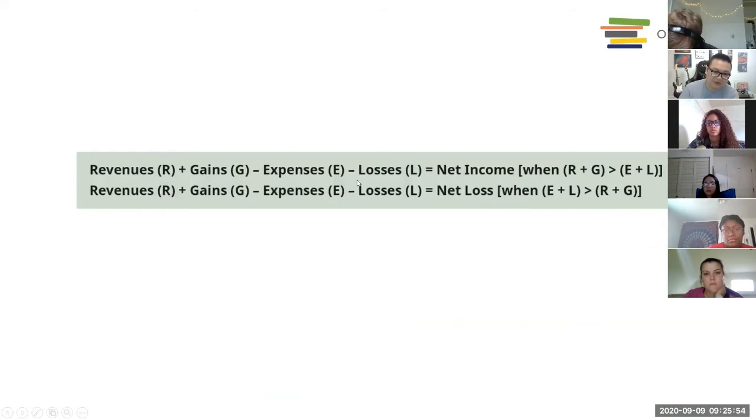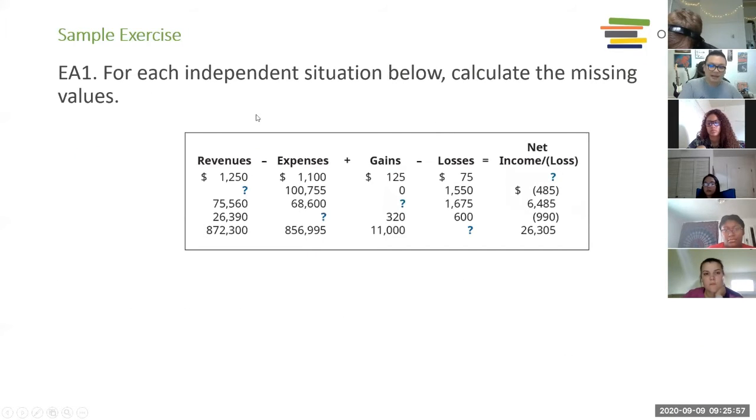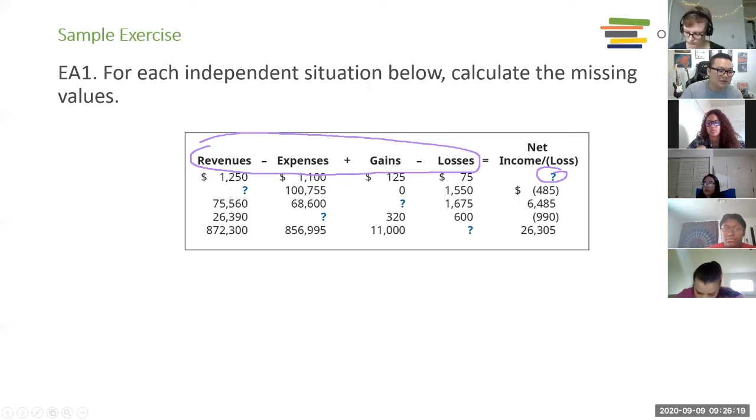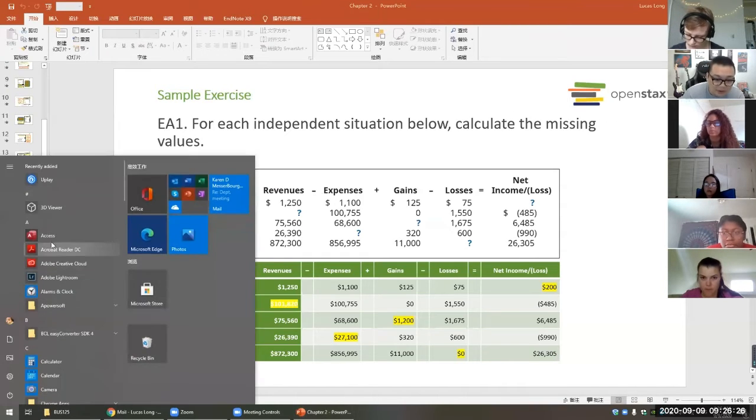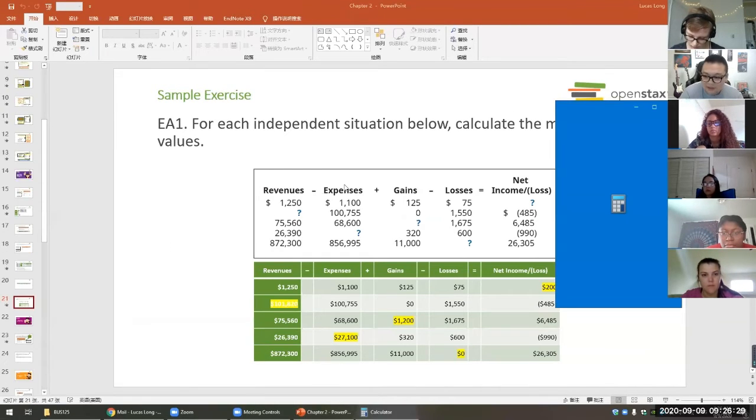Okay, quick question right here for the equation. So for each of the independent situations here, calculate the missing value. How are you going to calculate this missing value? So he already gave you at the very beginning, the top, the equation here, asking you to find out this. So it should be very easy. You just need to fill out the points. Okay, so let me show you the answers right here. Should be very easy. Okay, so once again, let me show you if I'm using a calculator to do these things.